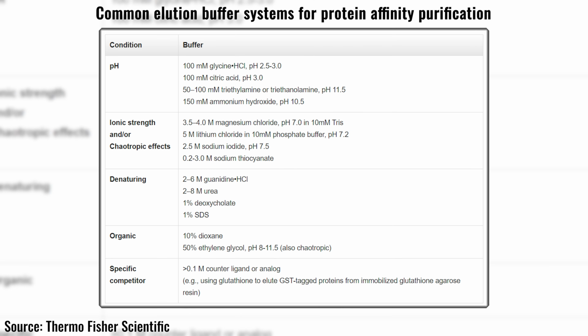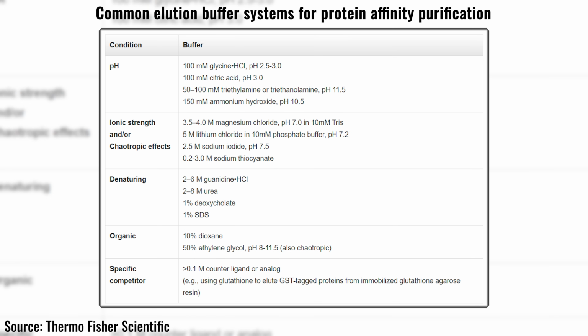I also wanted to show an example of common elution buffer systems for protein affinity purification. Now, these conditions apply primarily to protein-to-protein binding interactions, such as between an antibody and its peptide antigen. Elution buffers for binding interactions between other kinds of molecules may be different, though. I just wanted to give you an example of the type of buffer systems that they have to use. It's definitely not as easy as it seems, and there's a lot of trial and error to figure out what's the best buffer.